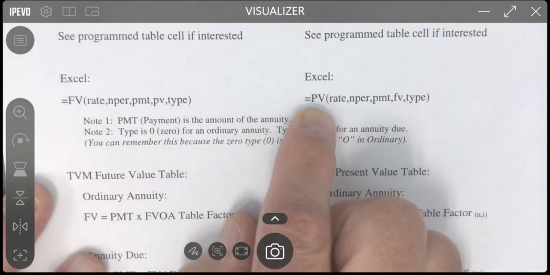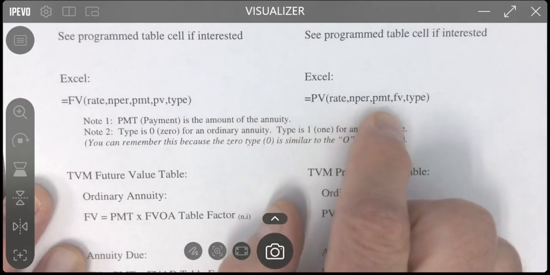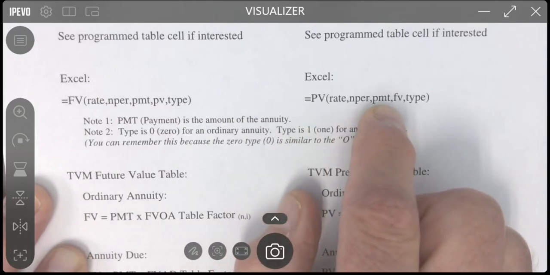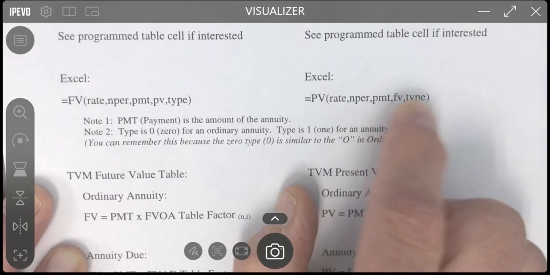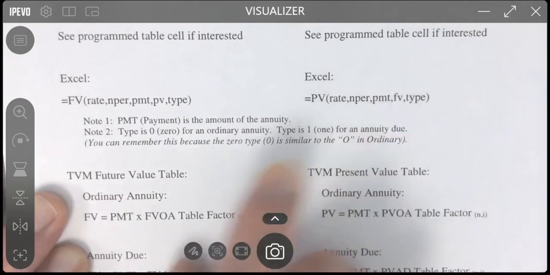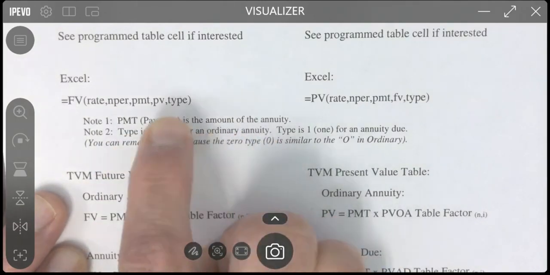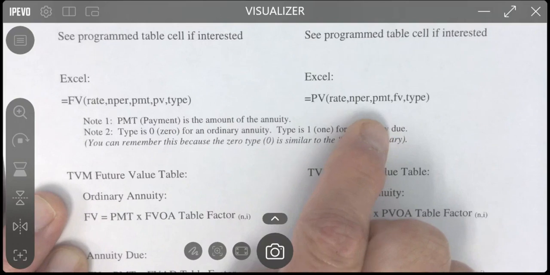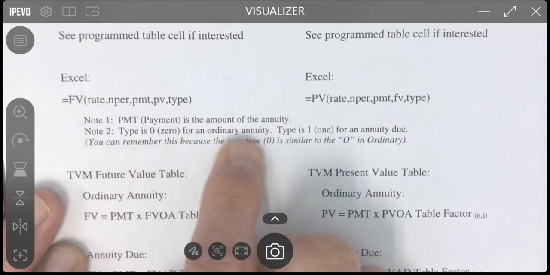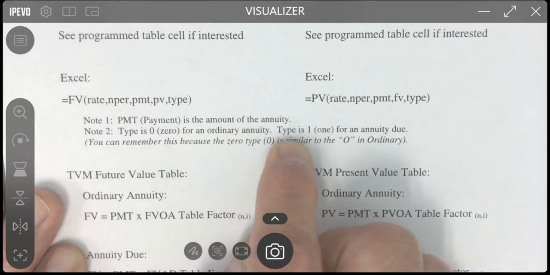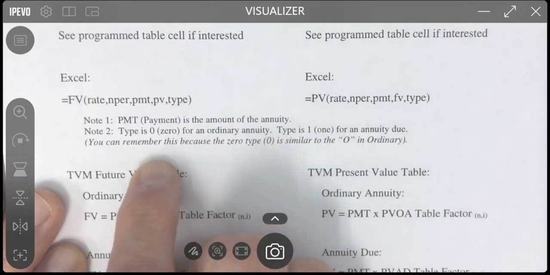For the present value of an annuity, you put in, again, the appropriate interest rate, the number of periods, the amount of the annuity payment, any future value at the end, and then the type. So here are our notes. Payment is the amount of the annuity. That's what that refers to. The type is 0 if it's an ordinary annuity, and you input 1 for an annuity due.